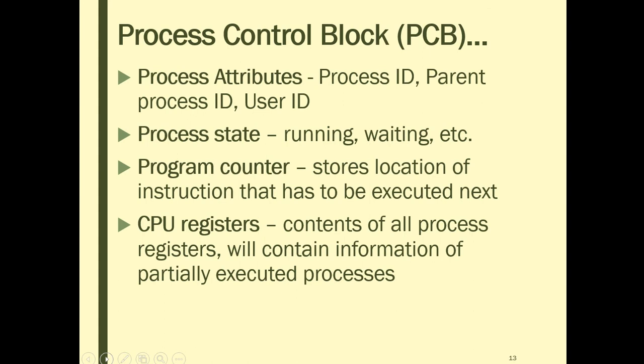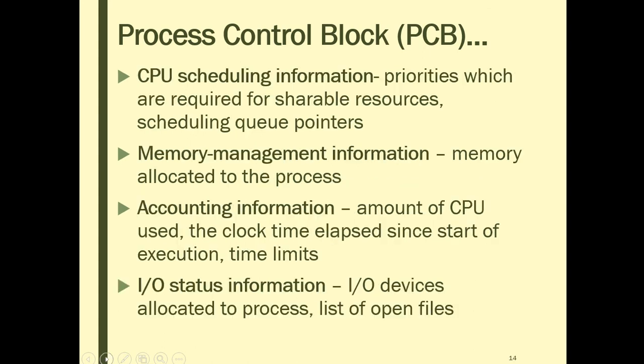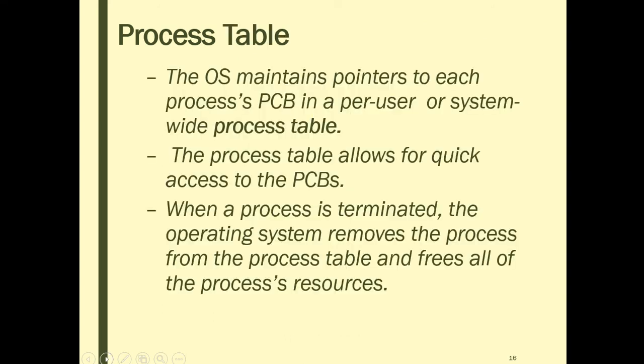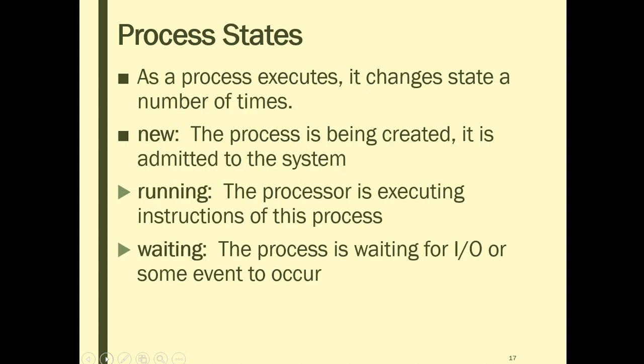Its attributes include process state, program counter, CPU registers, CPU scheduling information, memory management information, accounting information, and I/O status information. Here we can see a diagram of a PCB. Just a few things are mentioned here, but a lot of information is stored in the PCB. And in a process table, the OS also maintains pointers to each process control block, and that is how it knows where the PCB of each process is.